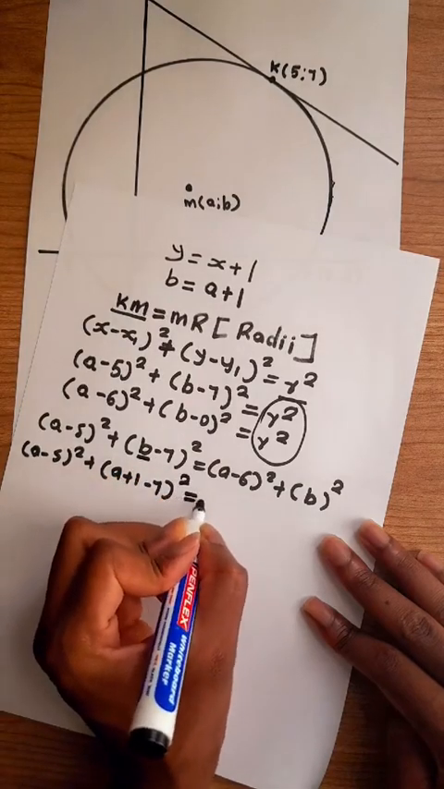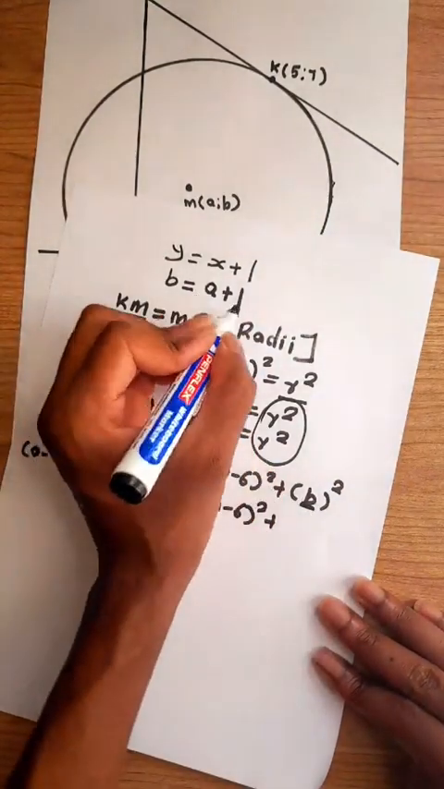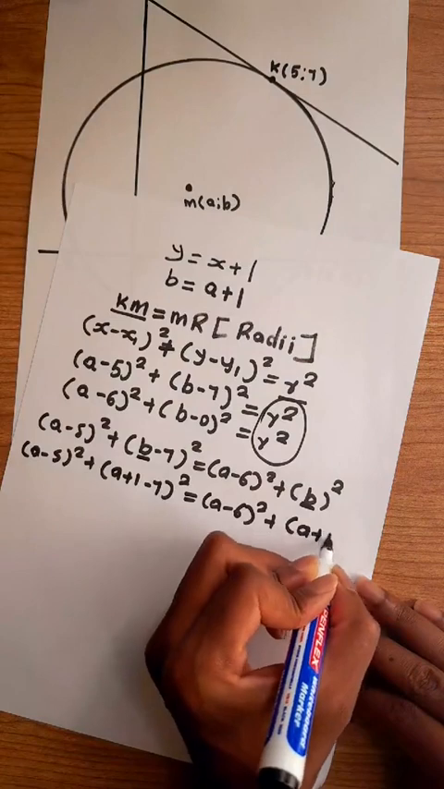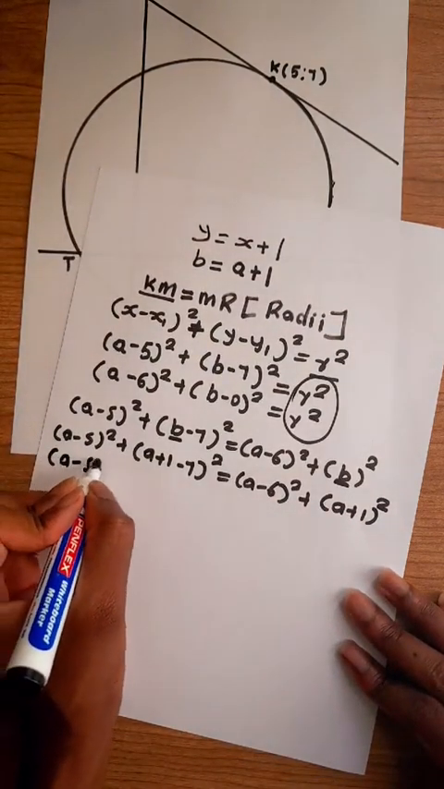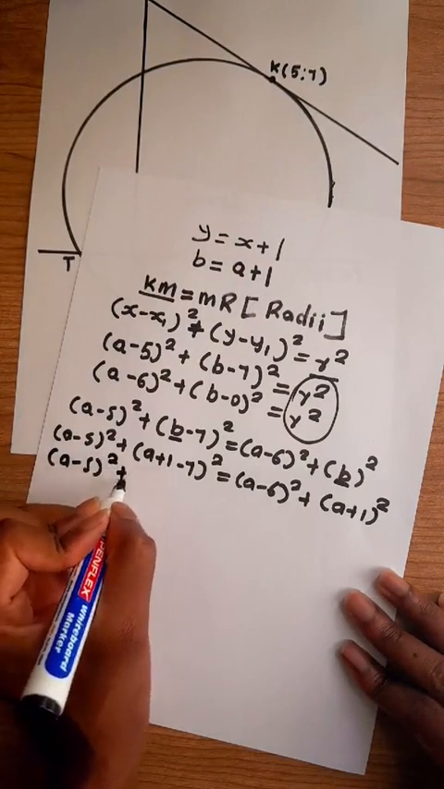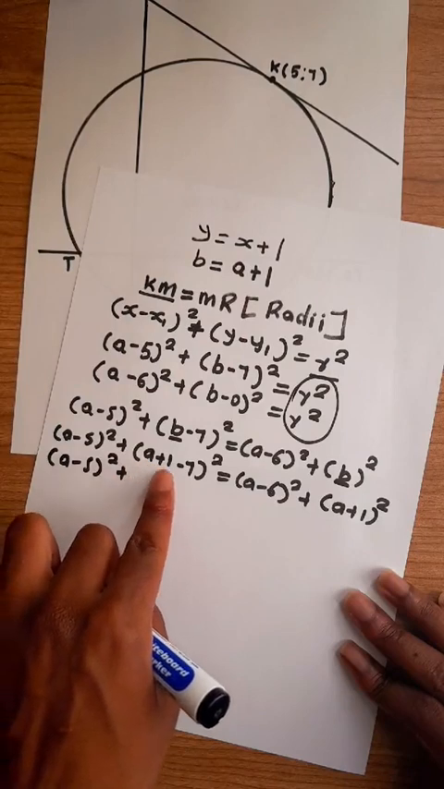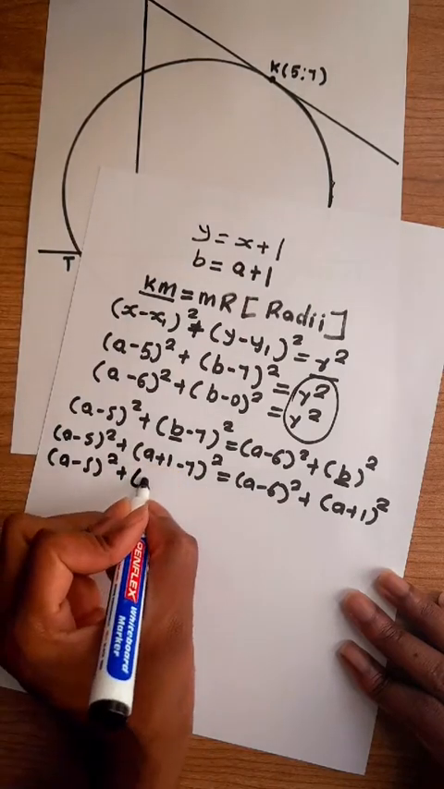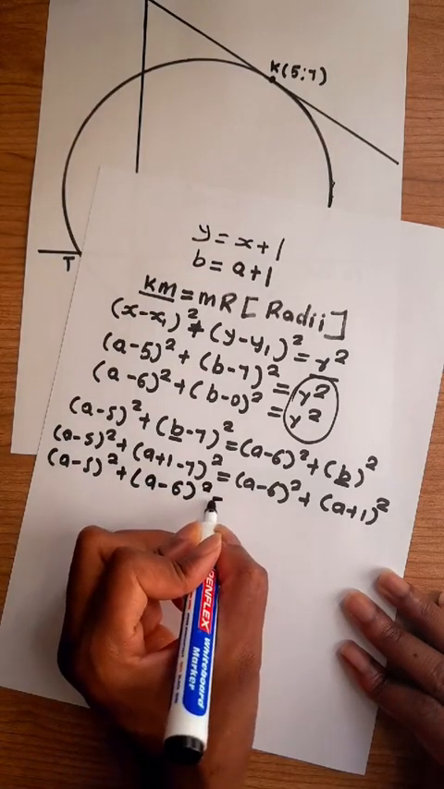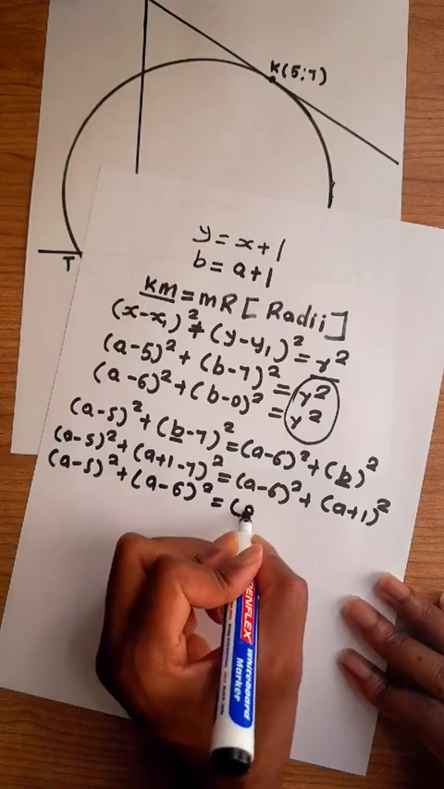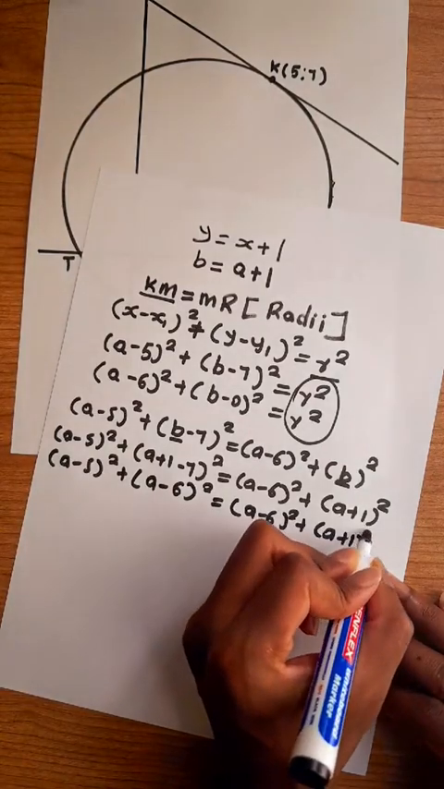That equals a minus 6 squared plus, wherever there's b, I'm just going to write a plus 1. So this is going to be a plus 1 squared, right? So what am I going to have? I'm going to have a minus 5 squared plus, let's look at this. I'm going to have a plus 1 minus 7, which is just going to be a minus 6 squared, right? It is going to equal a minus 6 squared plus a plus 1 squared.